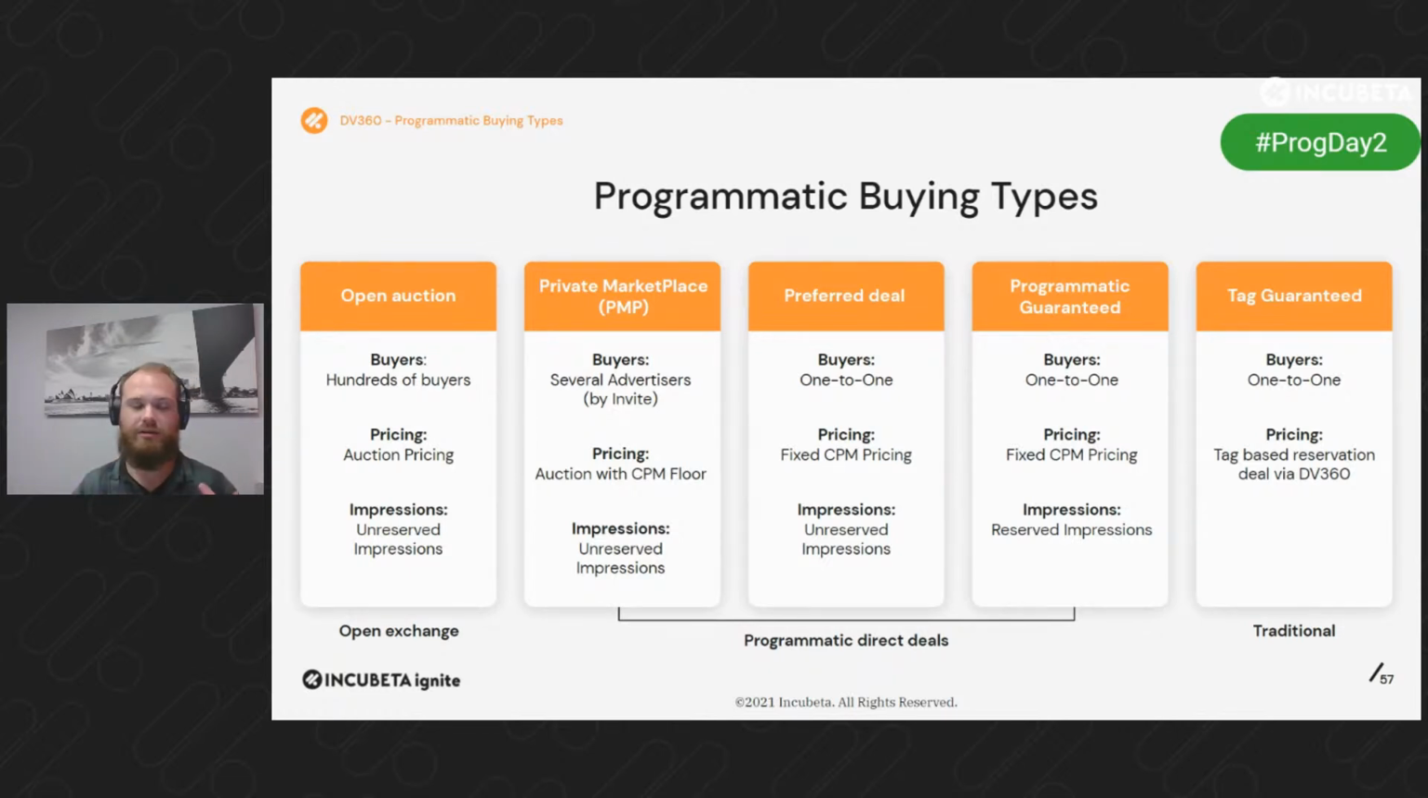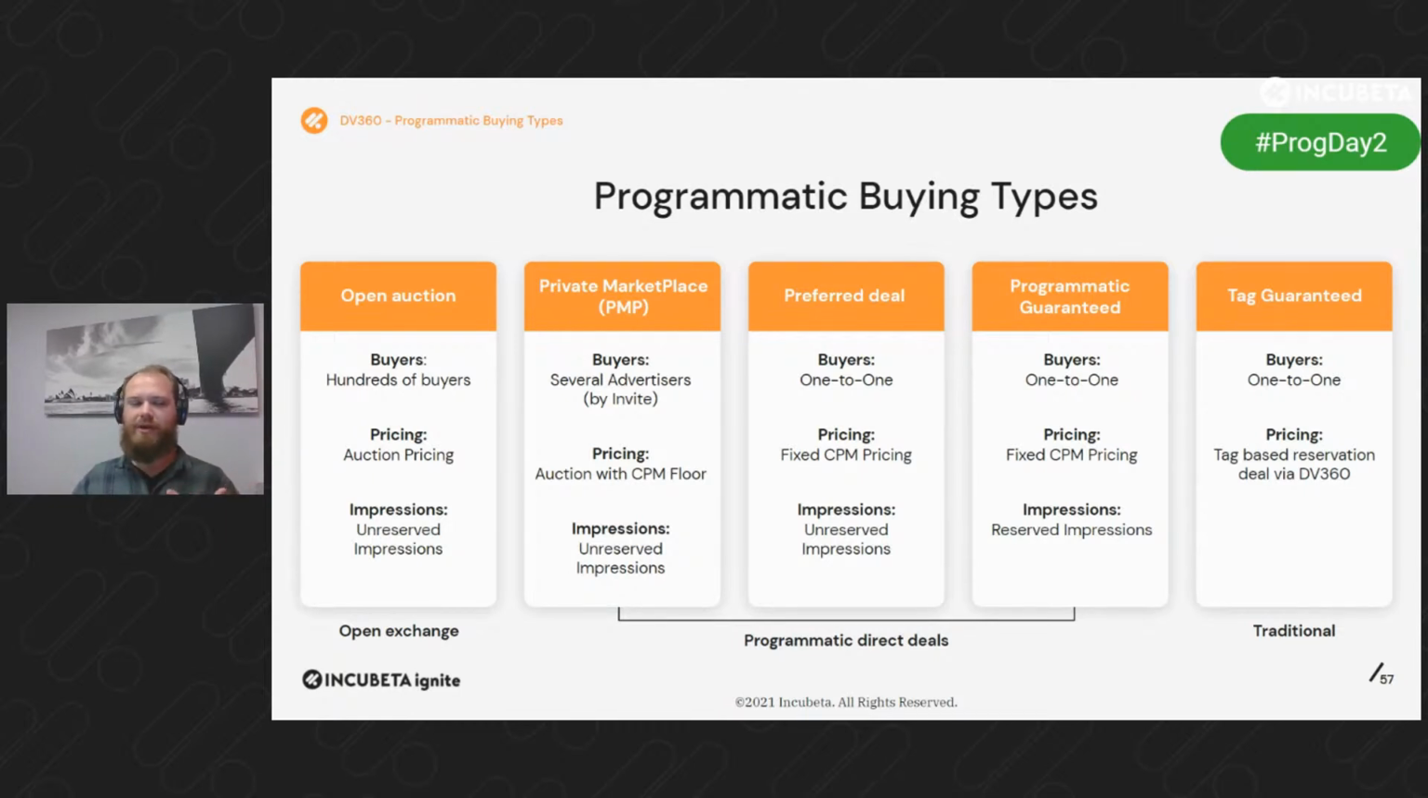So the publisher, or the seller, hasn't said, we'll give you X number of impressions for this amount. That really is a feature of the programmatic guaranteed, or the PG deal. And that is a one-to-one relationship with the buyer. It's fixed CPM pricing, much like the preferred deal, but where they differ is it has a specific number of impressions that you're buying. You're actually signing up for a specific number of impressions.